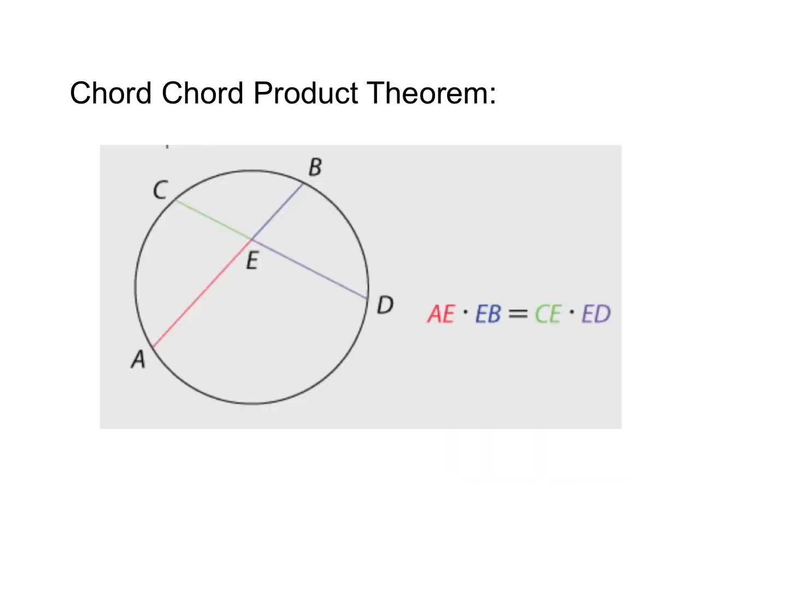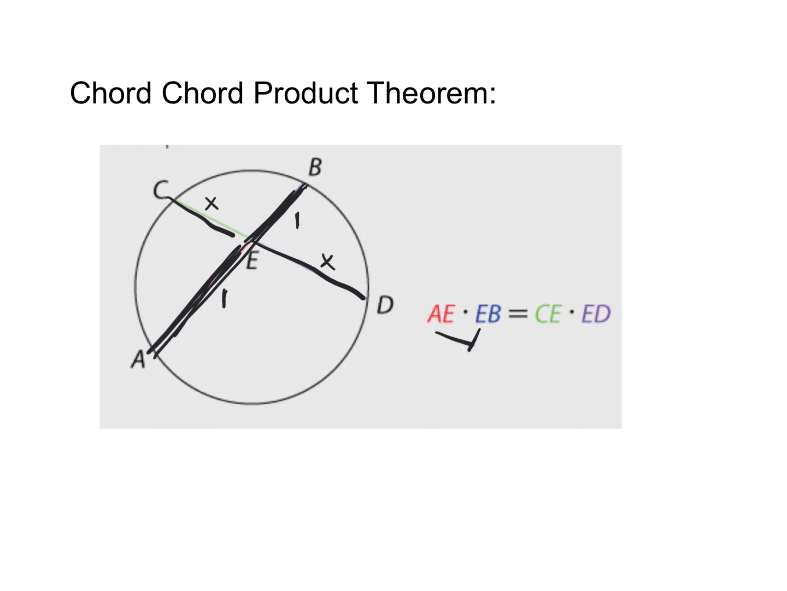All right, the first one's probably the easiest. It's chord product theorem, and it says this. If you have two chords that are crossing each other, it says the segment of one, so BE, times the segment of the other, so AE, that's right here, is going to be equal to CE times ED. So part of the segment here times part of the segment here is equal to this part of the segment here times that part of the segment here.